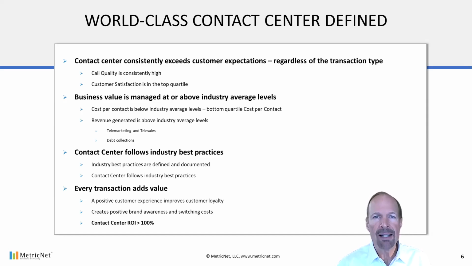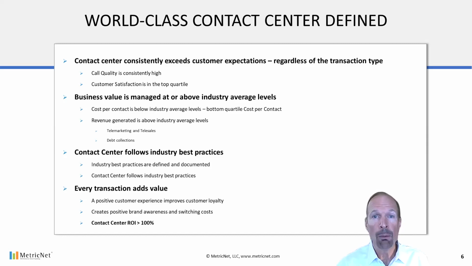Secondly, a world-class contact center will manage their costs well. Once again, this means that your costs will be in the top quartile, meaning the lowest cost quartile. In the last module, you may recall that the best quartile for cost per minute of handle time is 88 cents or less. Thirdly, a world-class contact center will be following industry best practices.